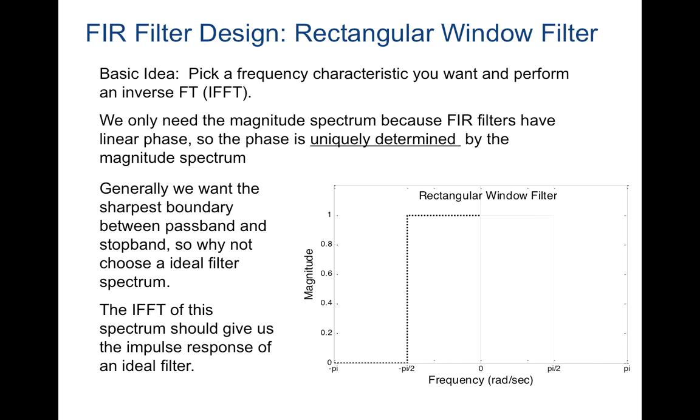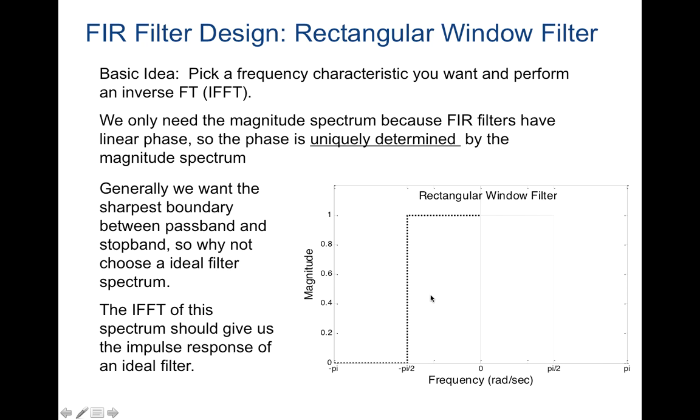Now, as a general rule, you would want the sharpest boundary possible between the pass band and the stop band. So here's an example of that where we have some filter that basically has an infinitely steep slope at minus pi over 2 from minus pi to minus pi over 2. So we turn on here at minus pi over 2, turn off at pi over 2. If we define this as just a rectangle running from minus pi over 2 to pi over 2, then the inverse FFT will give us the impulse response of the ideal filter.